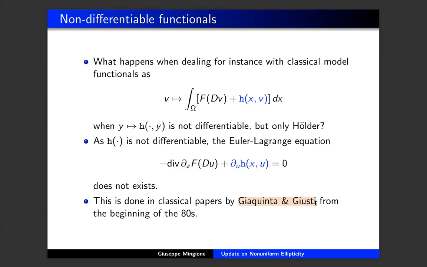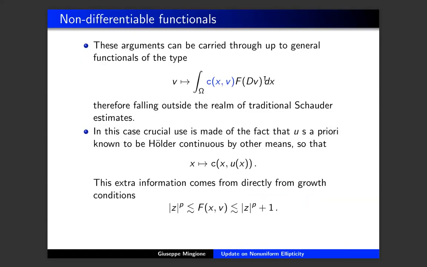By using minimizers directly, without using the Euler-Lagrange equation, you can still prove that the gradient is Hölder continuous. And you can even go to more delicate examples like this, because essentially De Giorgi's theory works for measurable coefficients, in fact. Again, without using the equation, but only using minimality. So once you prove that minimizers are Hölder continuous, this coefficient becomes globally Hölder continuous in a way. And this is what you use to prove directly, again, that the gradient is Hölder continuous without differentiating the Euler-Lagrange equation.